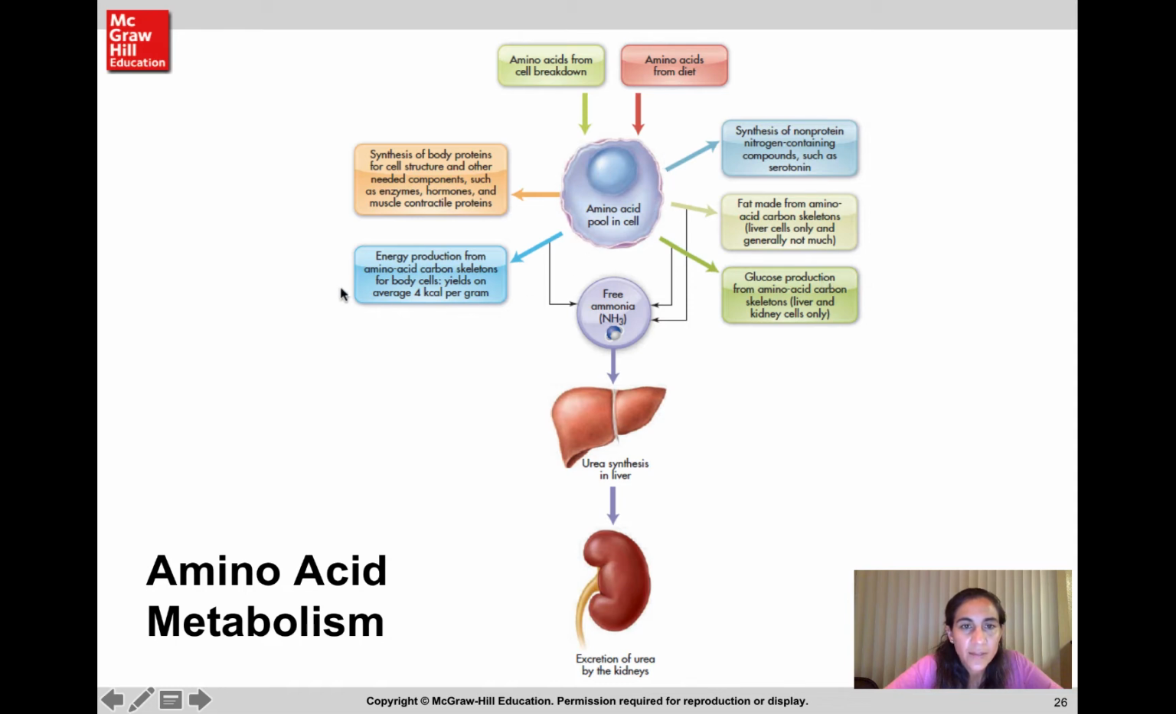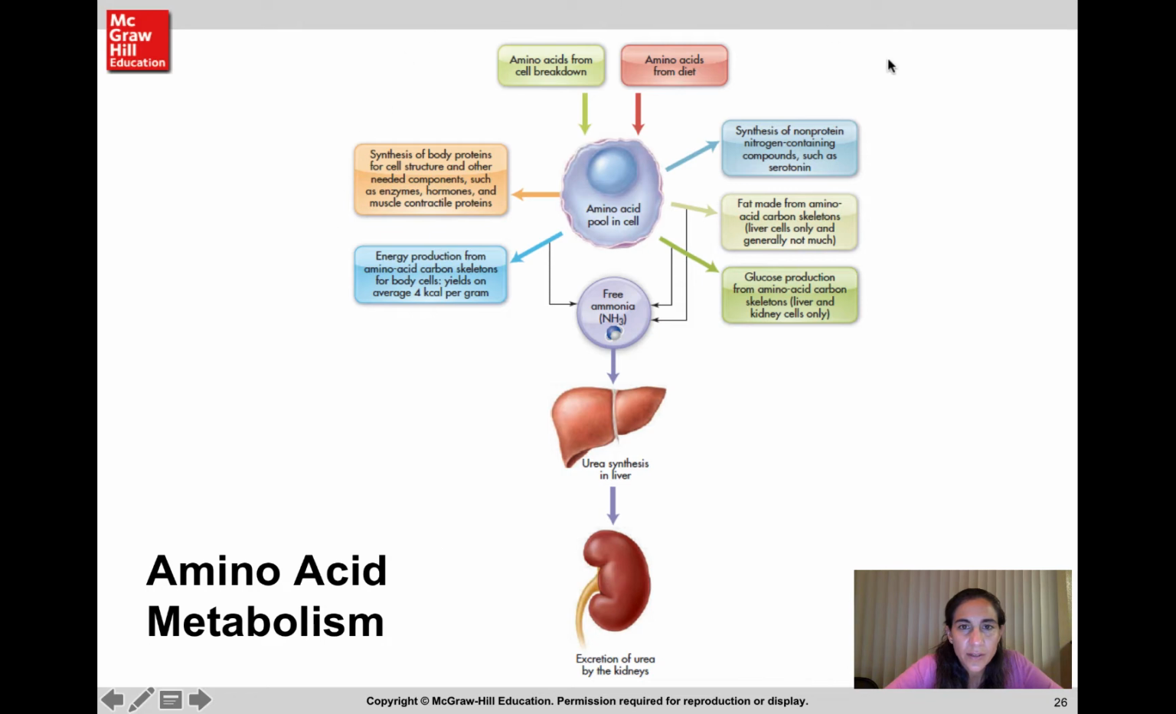Also, amino acids can be used to produce ATP, and so this would be through the breakdown or catabolism of amino acids to their carbon skeleton, and this would yield an average of 4 calories per gram. With the further breakdown of amino acids, the waste product of amino acid catabolism is called ammonia, and that is processed in the liver through the urea cycle, and the urea is then excreted in the kidney.